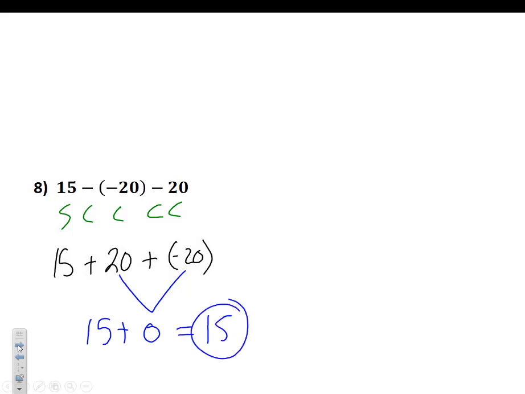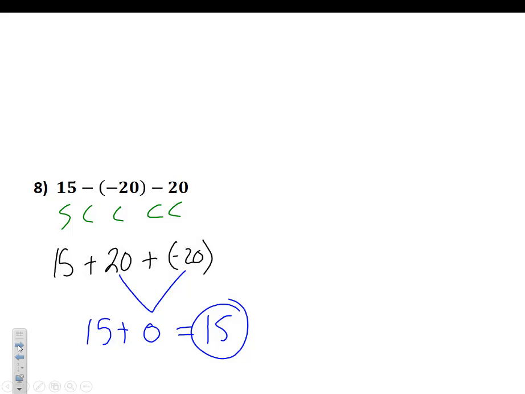Obviously, if you added the two positives, the 15 and 20 got 35, and then you did the adding of opposites where you subtract, 35 minus 20 would give you 15, with the 35 being bigger, so the answer would be positive. All right? Either way, you're always going to get the right answer if you're following the steps and the rules. Ladies and gentlemen, math is all about rules.